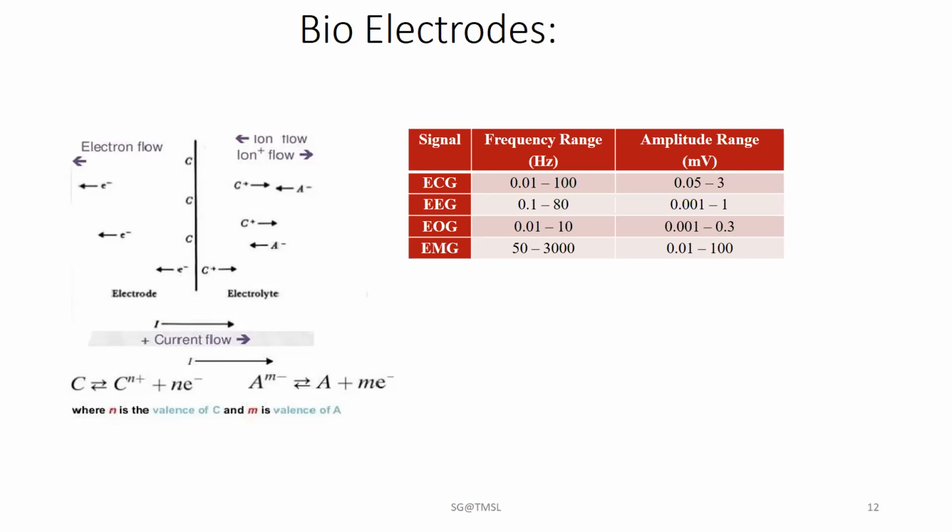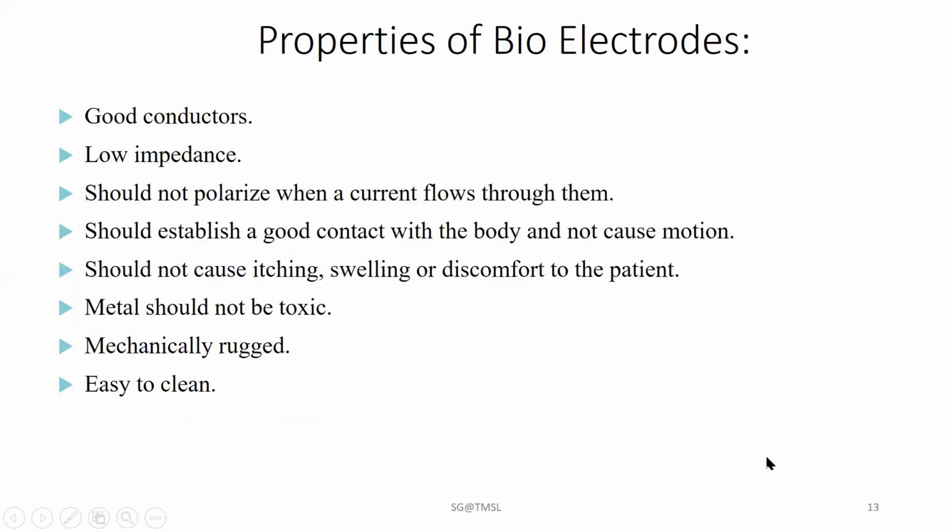So if the current flows from the electrode to the electrolyte, the oxidation reaction dominates. But when the current is in the opposite direction, the reduction reactions dominate. Okay, so oxidation and reduction reactions will be there. Here the different frequency ranges are applicable in the case of ECG monitoring, or EEG, or EOG, or EMG monitoring. Now let's move on to the next slide, where some different properties of bioelectrodes have been listed.